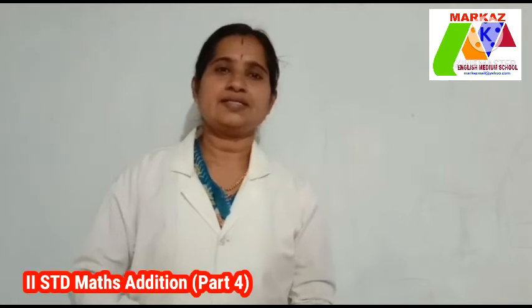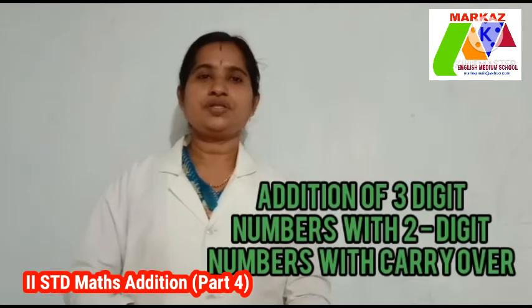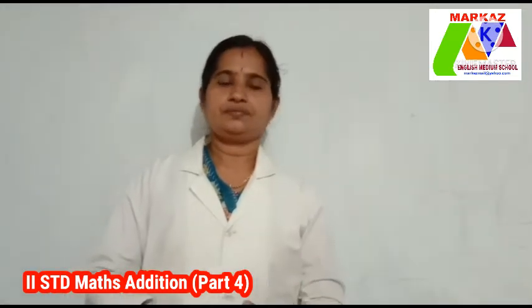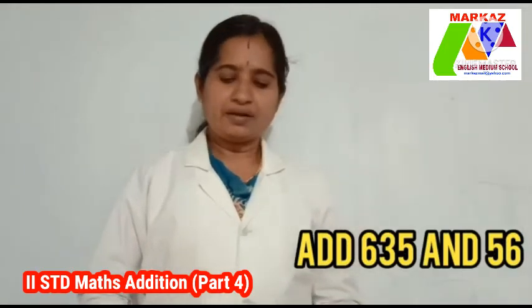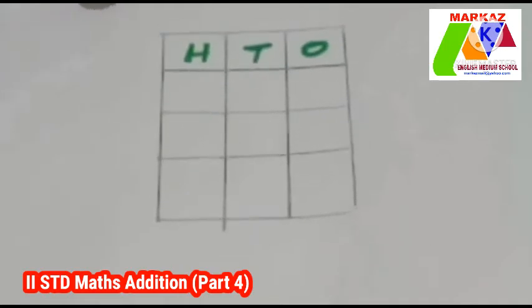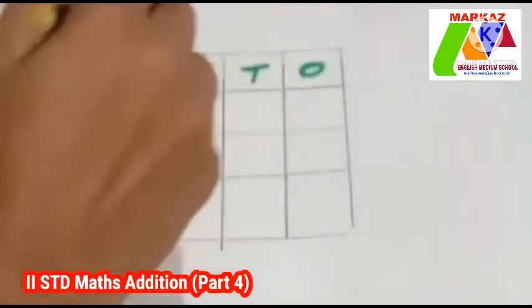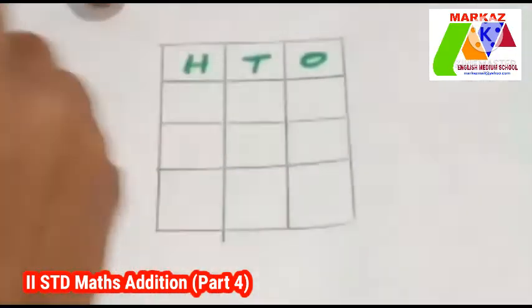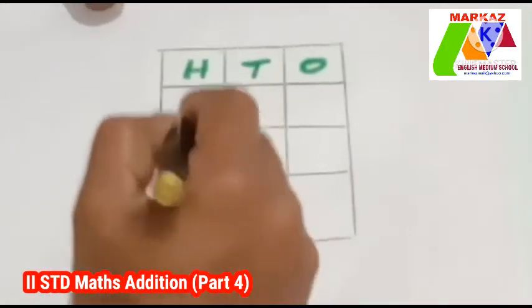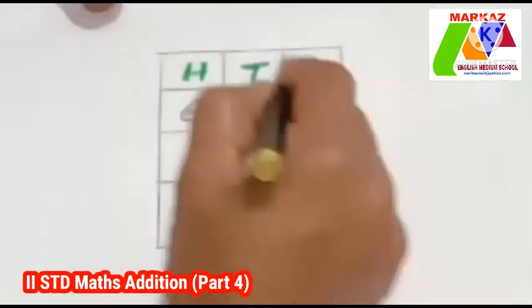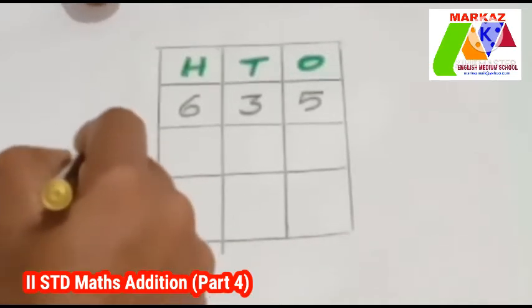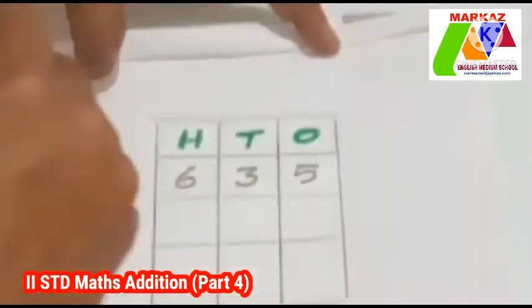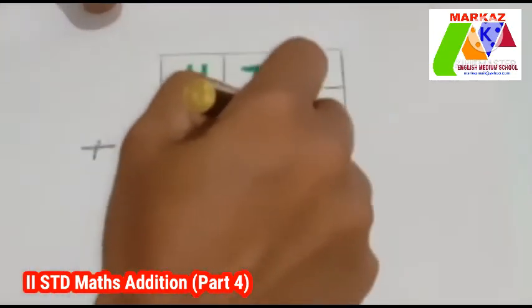Next, we can discuss the addition of 3-digit numbers with 2-digit numbers with carryover. Let's add 635 and 56. First, we arrange the numbers according to the place value. 635. It has 600 and 3 tens and 5 ones. Plus, then 56. 56 has 5 tens and 6 ones.